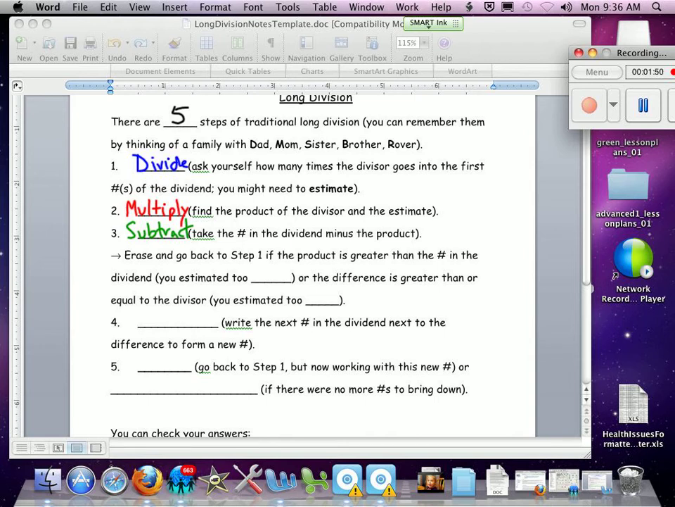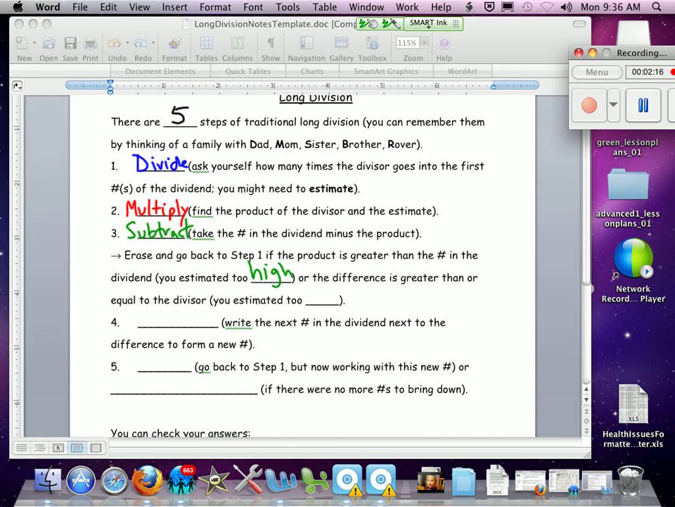She might need to yell at you if that product you just found is too large, and subtracting would end up getting negative. What? You can't subtract 52 from 51. If you have 52, that means you went too high. You went too high, that means you have to go back. So sister nags at you until you finally give in. Erase and go back to step 1 if the product is greater than the number in the dividend because you guessed too high.